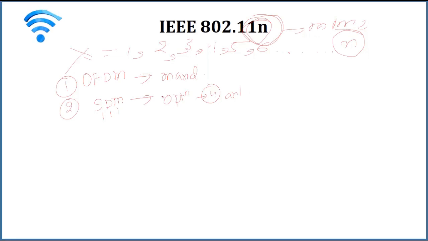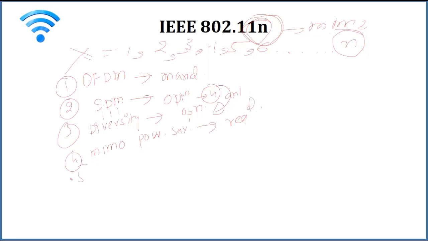Then the third one is diversity. Diversity is again optional, again up to 4 antennas. What is diversity? It exploits the existence of multiple antennas. Then the fourth one is MIMO power saving. As we have discussed, MIMO power saving is required.